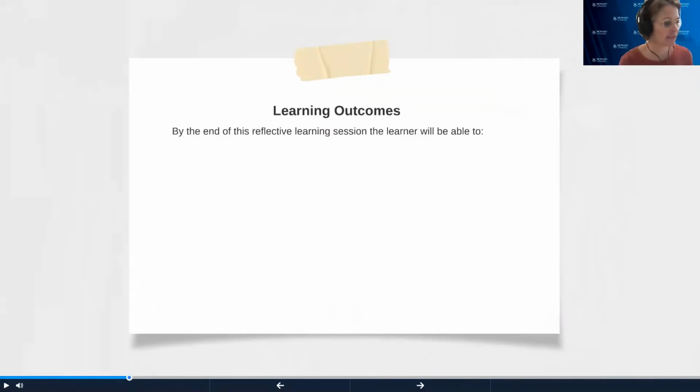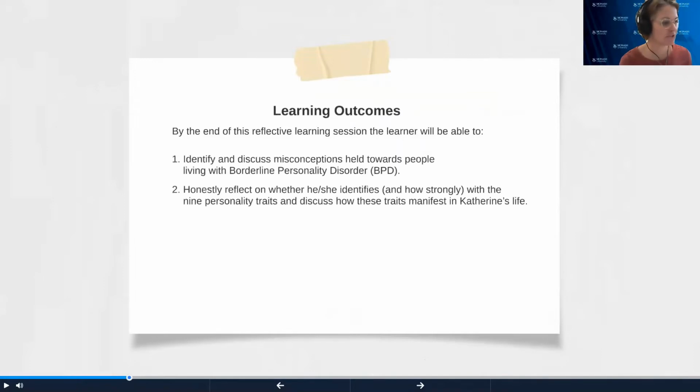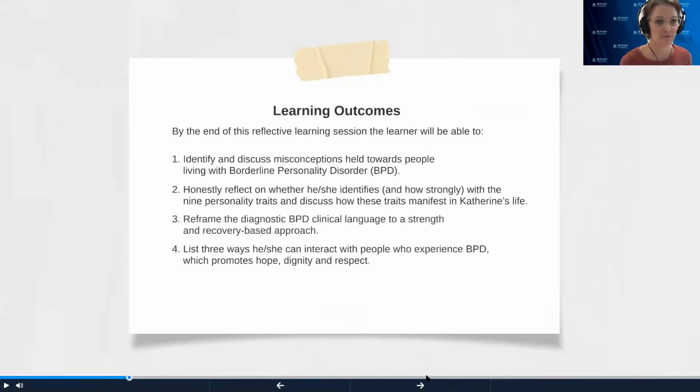So Kate and I worked on some strength-based learning outcomes for what she wanted health professionals to know about borderline personality disorder. We wanted to identify and discuss those misconceptions, reflect on the different personality traits and discuss how they manifest in Kate's life, reframe some of the diagnostic language to more recovery-based language, and list 3 tangible ways that they can interact with people who experience BPD, which promotes hope, dignity and respect.